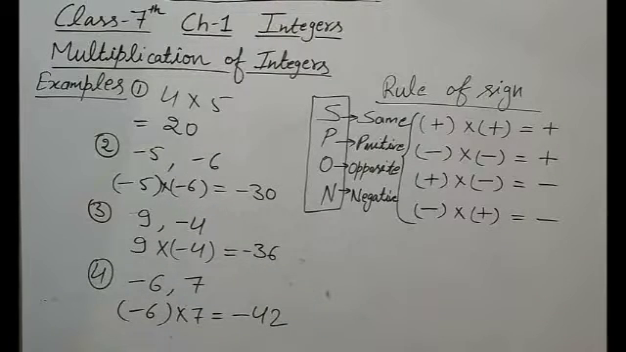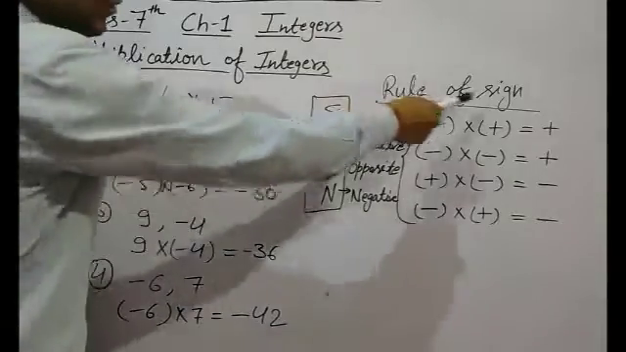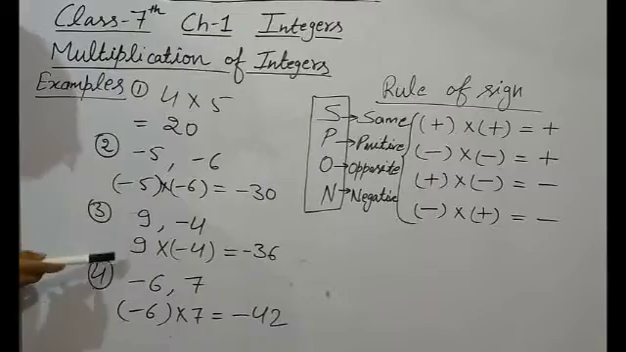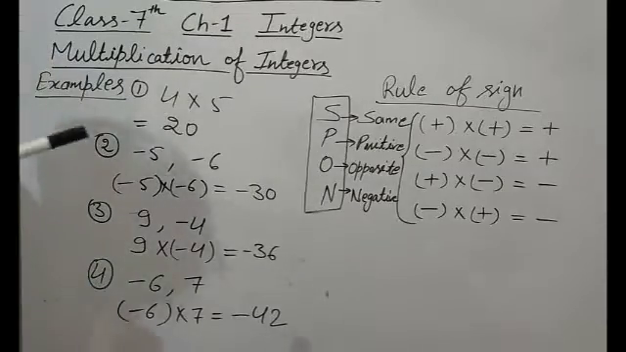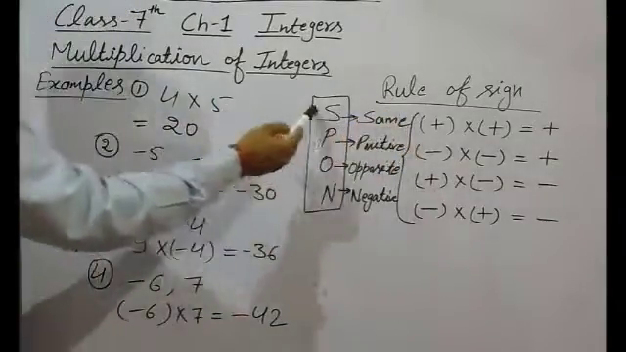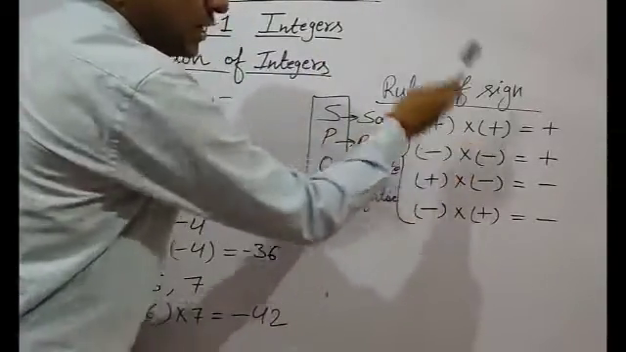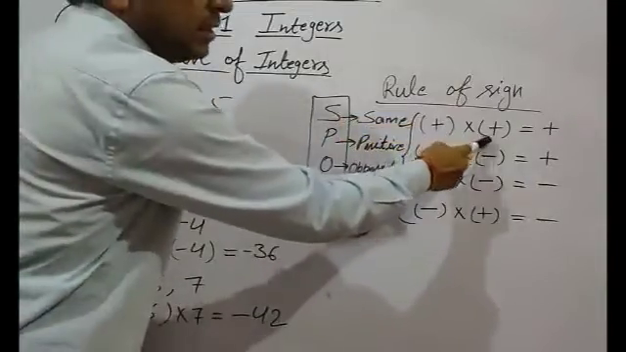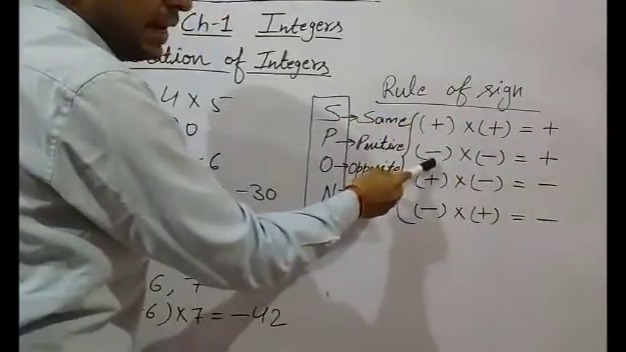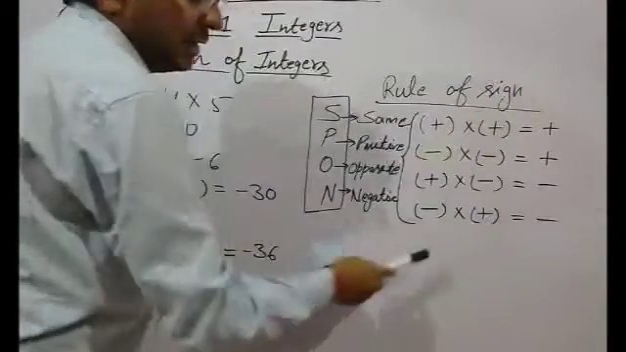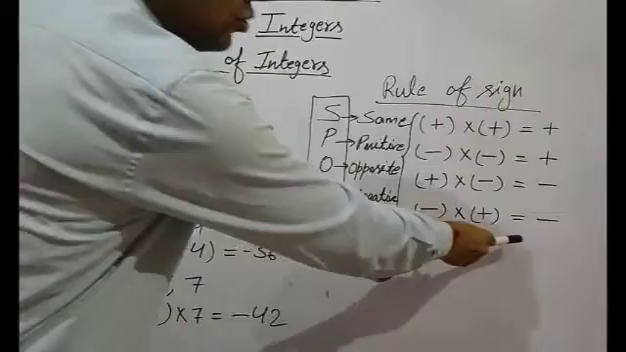Now we start our next topic, multiplication of integers. First we understand the rule of sign, because it is very important to solve multiplication of any given integers. So first we try to understand this formula. If two same signs, plus and plus, we multiply, the answer is plus, and minus multiply minus is equal to plus, plus multiply minus is equal to minus, and minus multiply plus is equal to minus.